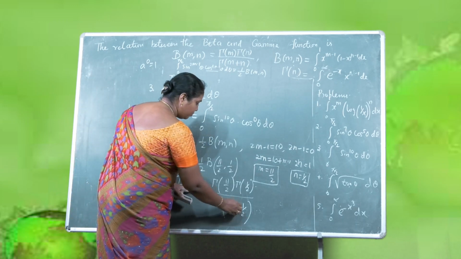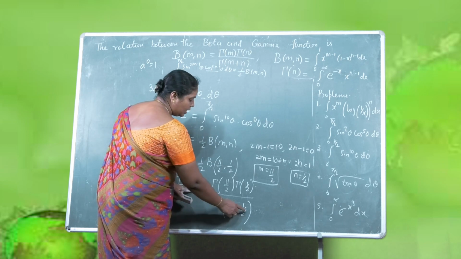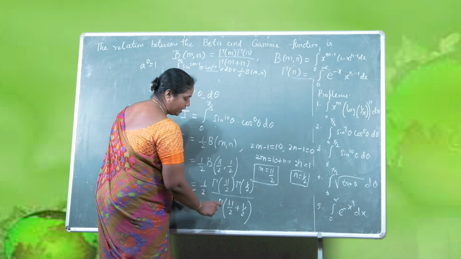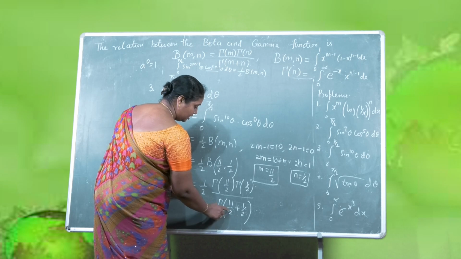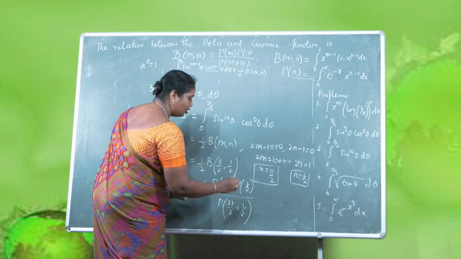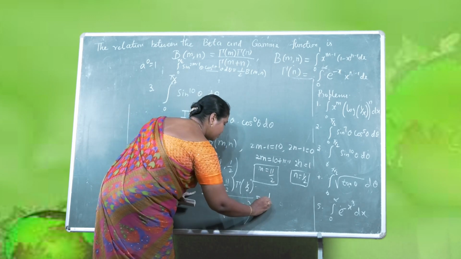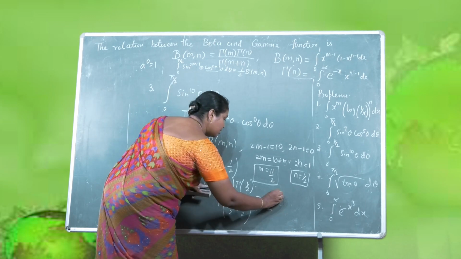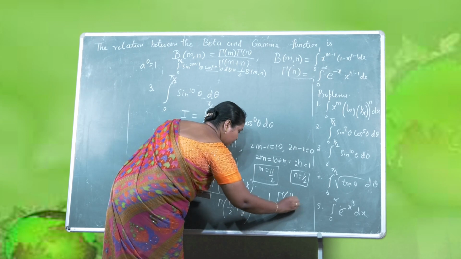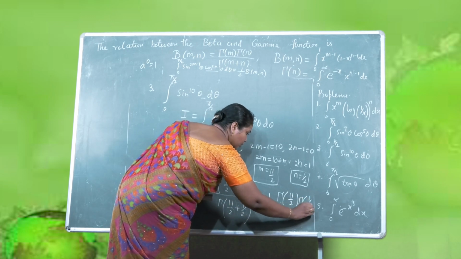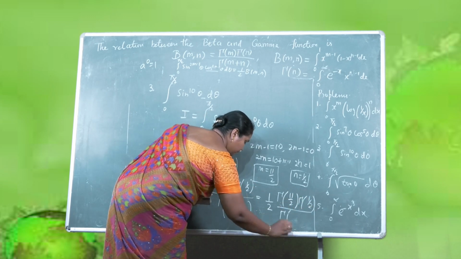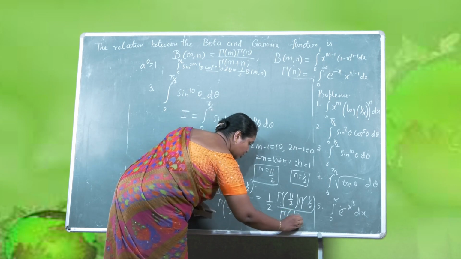Now what is 11 by 2 plus 1 by 2? While adding two rational numbers, you should be careful with the denominators. Here both denominators are the same, two, so you can add the numerators as they are. So this becomes 1 by 2 times gamma of 11 by 2 gamma of 1 by 2 divided by gamma of 11 plus 1 is 12, so 12 by 2.